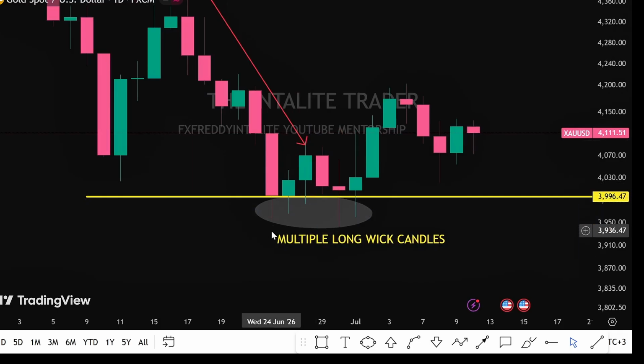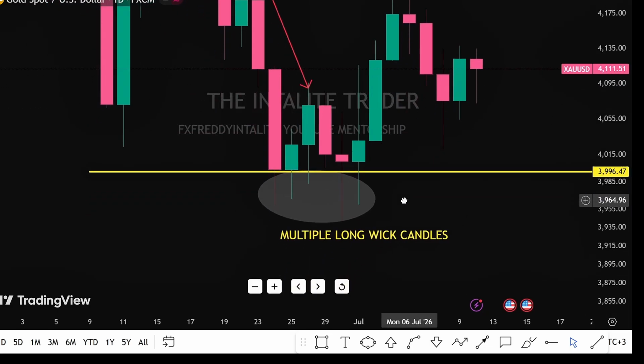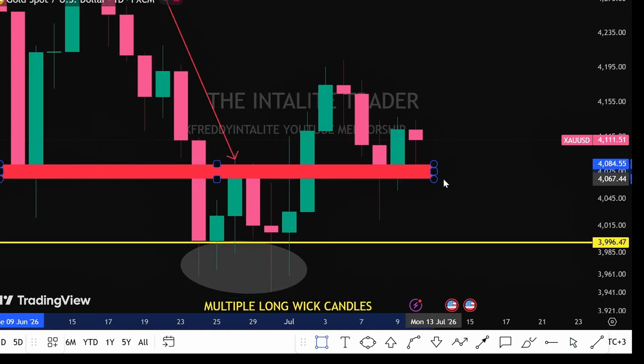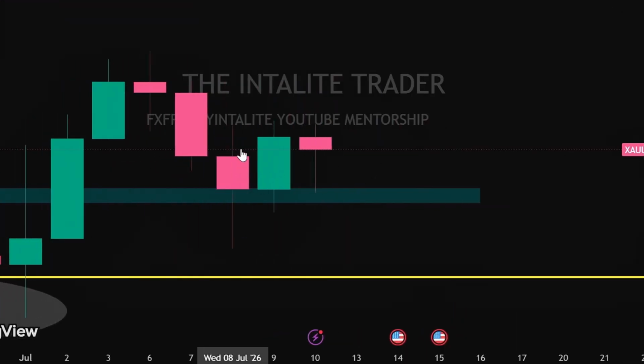Price has tried the first time, it failed. The second time it tried lower, it failed. The third time it failed. The fourth time it failed. The fifth time. This tells you this level is of key interest to buyers and sellers. Those ones, we call them multiple long wick candles. Then we have also price reacting to this level you're seeing. This is a long wick candle.